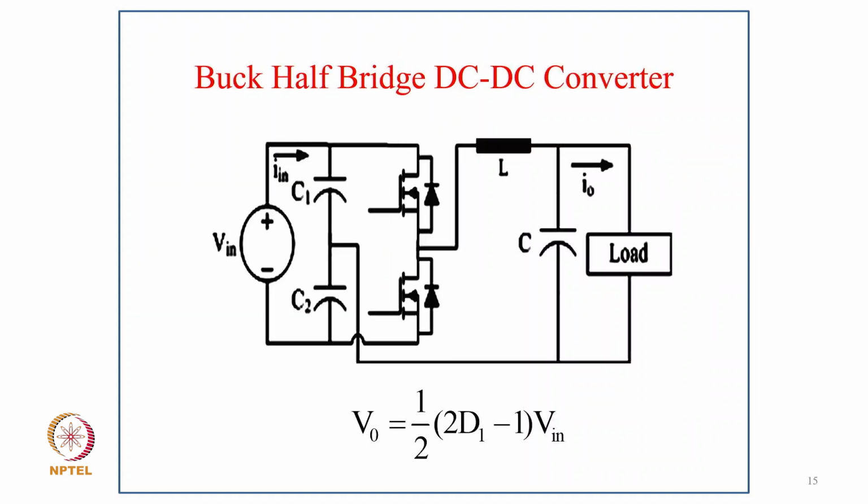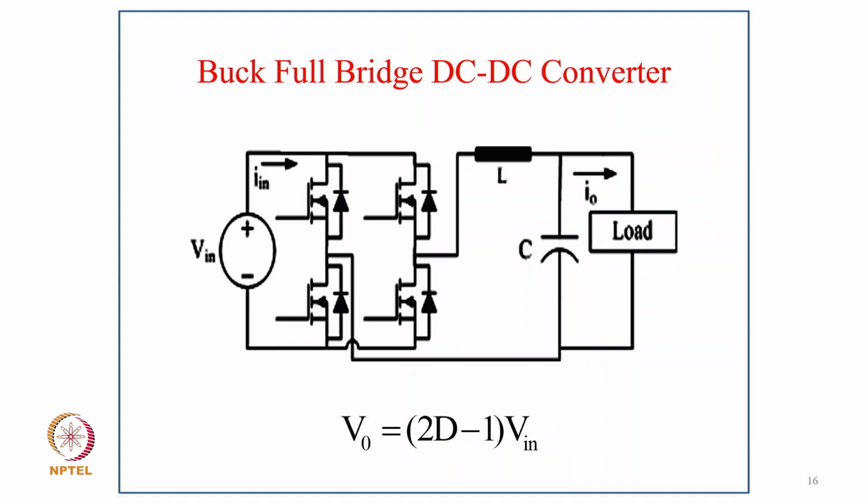Now coming to the buck half bridge converter, as you can see in the circuit, here the output voltage becomes 1 by 2 in bracket (2D minus 1) Vin, because you can operate either the upper switch or the lower switch, so it becomes 2D type. And we have an output inductor LC filter so that the output voltage is ripple free, and the LC filter filters out the switching ripples in this converter. And of course the value of this L and C reduces as you increase the switching frequency, which we'll look into later.